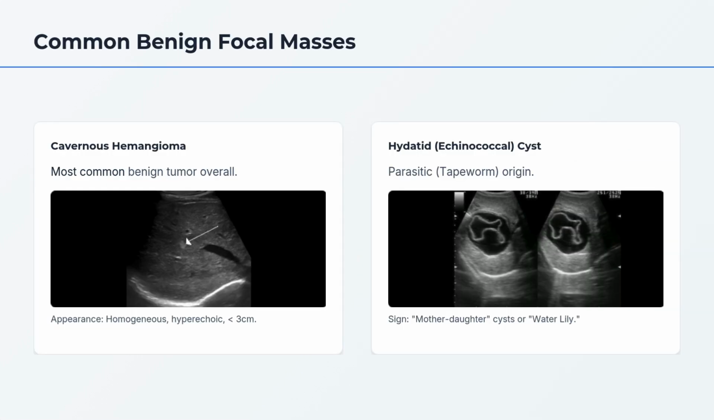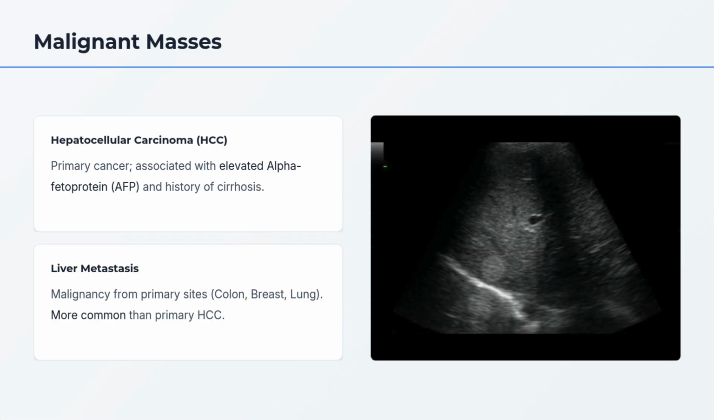The most common benign tumor is cavernous hemangioma, typically appearing as a small hyperechoic mass. We also see hydatid cyst, which is parasitic in origin and presents with mother-daughter or water lily signs. Hepatocellular carcinoma is primary liver cancer and is associated with elevated alpha-fetoprotein levels. However, liver metastasis from primary sites like the colon or breast is actually more common than primary HCC.